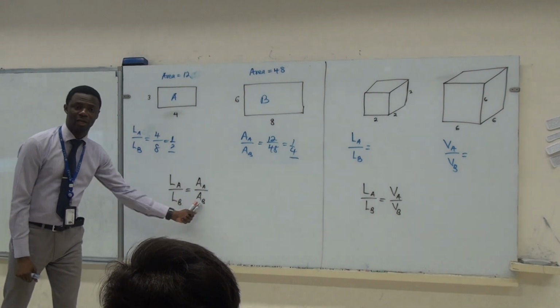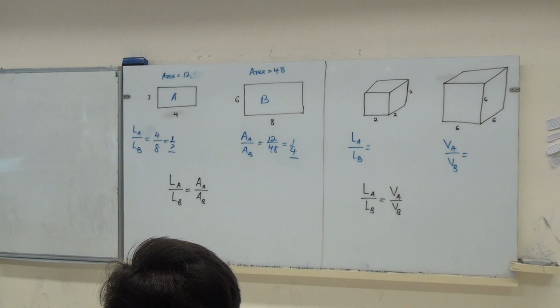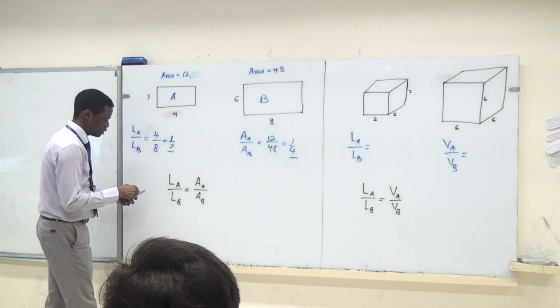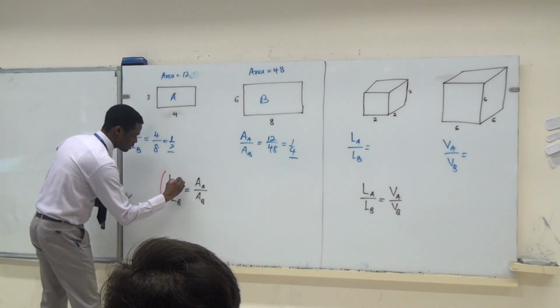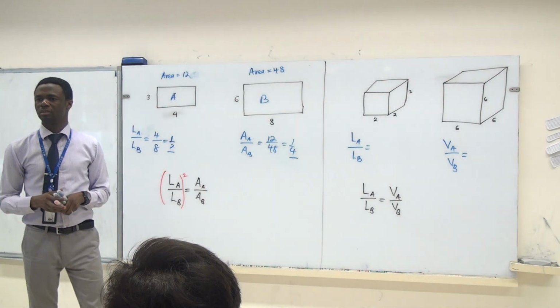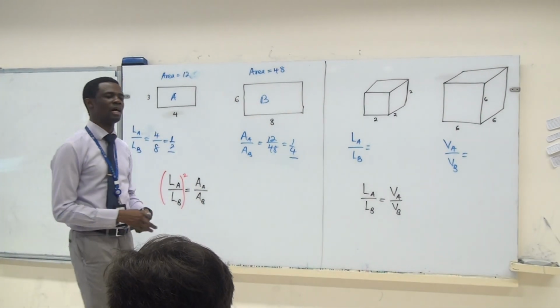This is not correct, right? No. So how can we maintain the equality? What do we need to do? Square. Square what? The length. You square the left-hand side, the length one. Oh, okay. What about this one? You cube the left-hand side.